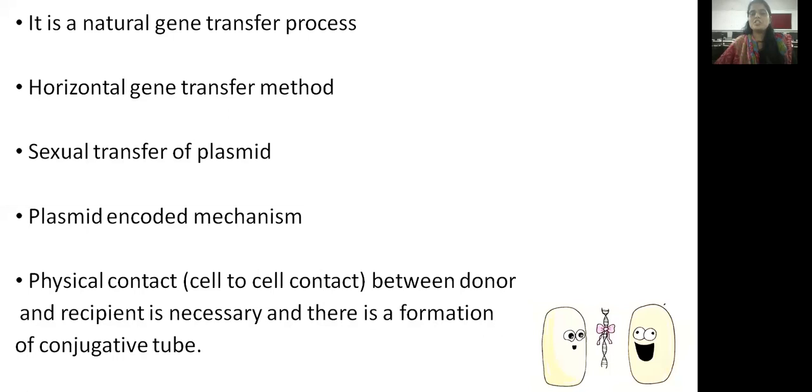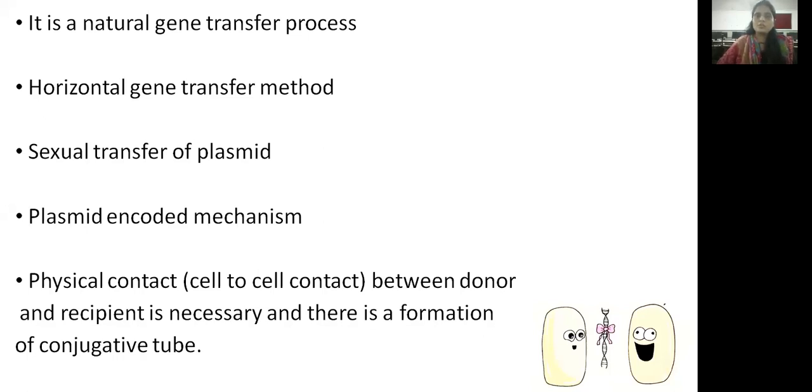It is a natural gene transfer process, or you can say it is a sexual transfer method of plasmid where two cells are involved. Between two cells, a bridge is formed, and via that bridge, DNA is transferred. So, it is a natural gene transfer process where horizontal transfer of DNA occurs.